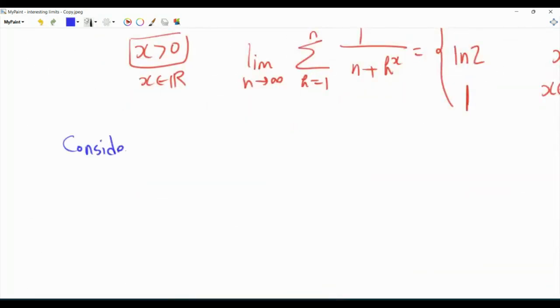Consider the function g of alpha, which is (1 minus 1 over alpha) to the power alpha. And let's take alpha to be greater than or equal to 2. So alpha is a real number that is 2 or more. We show that this function is strictly increasing.